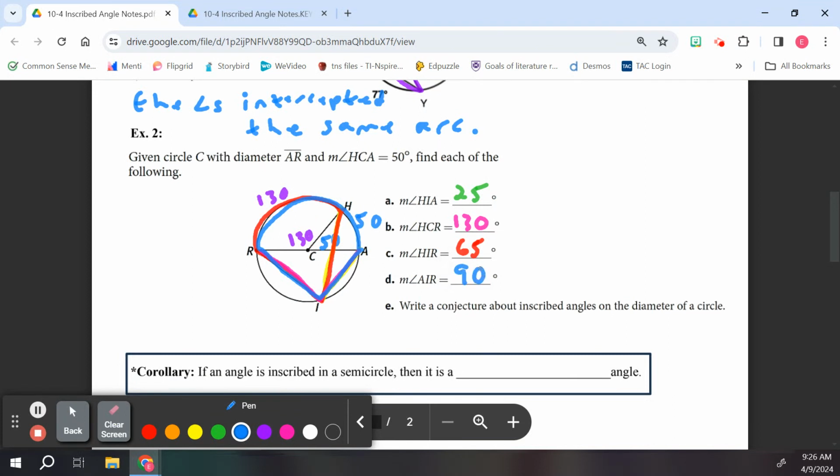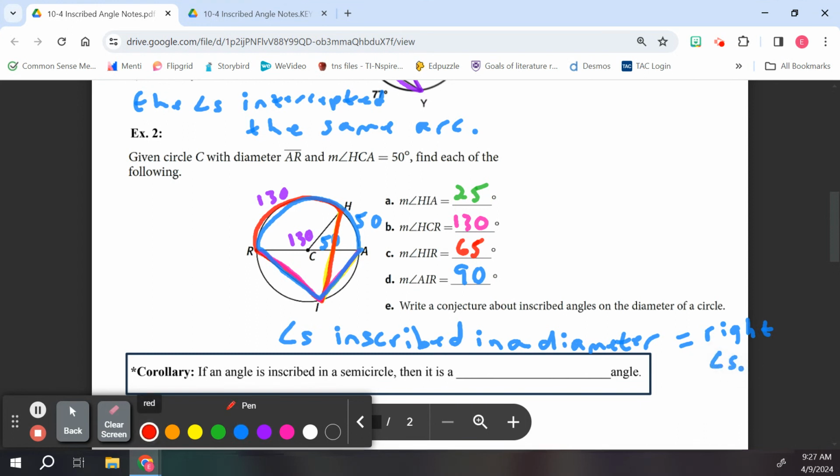So what conjecture? Write a conjecture about inscribed angles on the diameter of a circle, okay? So, angles inscribed in a diameter equal right angles. So the corollary is if an angle is inscribed in a semicircle, then it is a right angle.